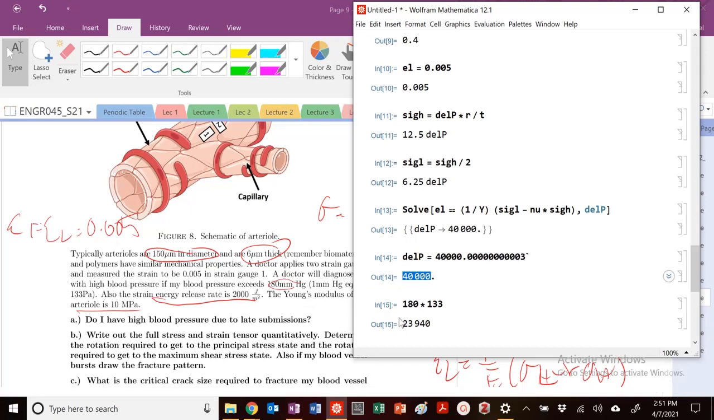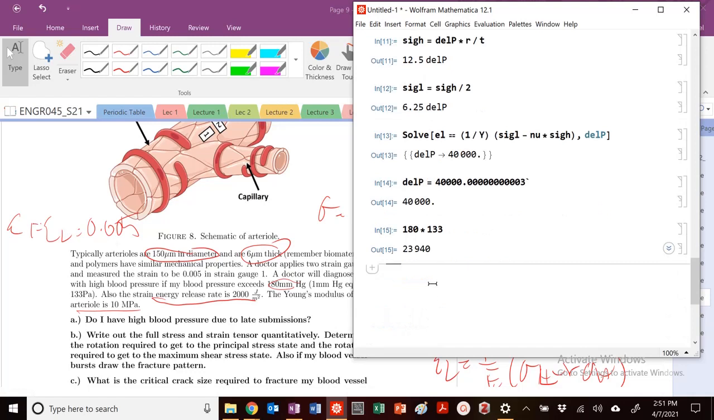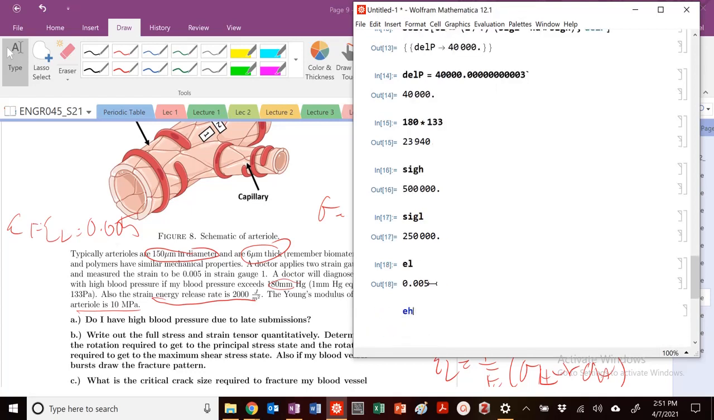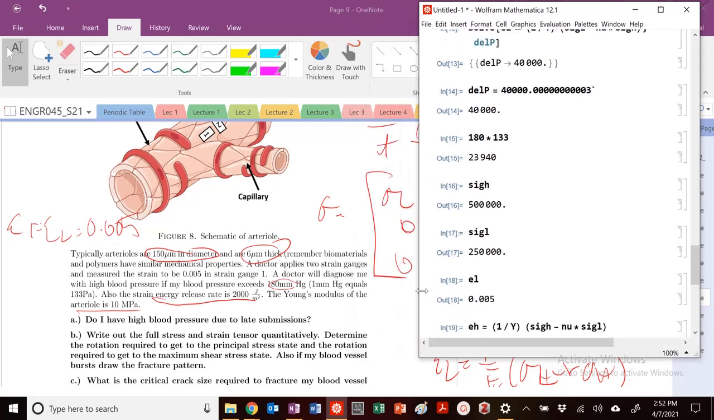Write out the full stress strain tensor quantitatively. Once we have that, what's my sigma H, sigma L? What's my epsilon L? You know that. Epsilon H is going to be equal to 1 divided by Y times sigma H minus nu times sigma L. There you go. So that's my full stress tensor. What's the rotation to get to principal stress state?